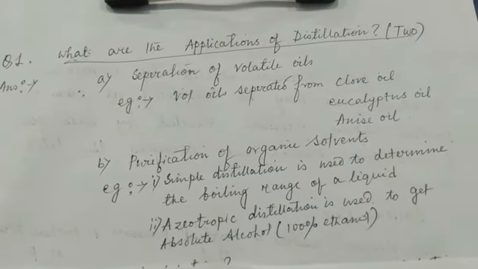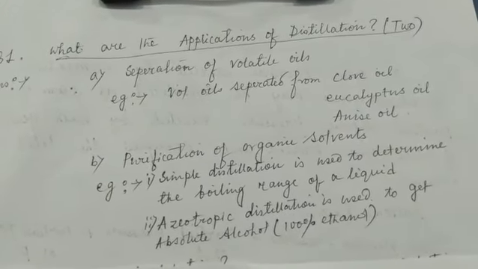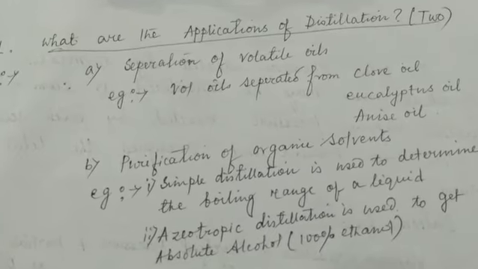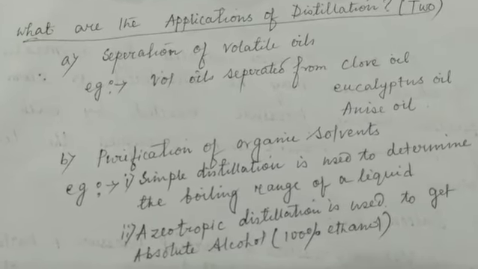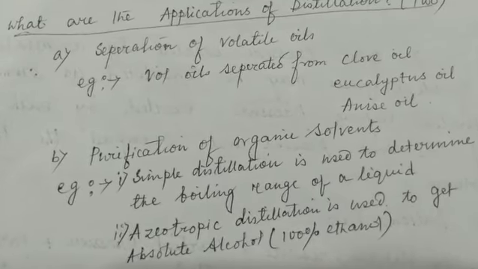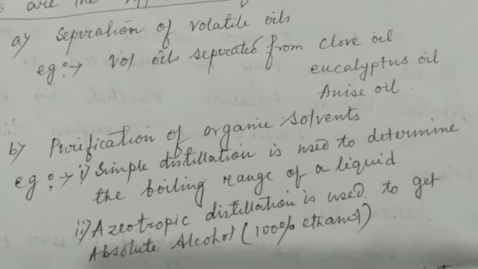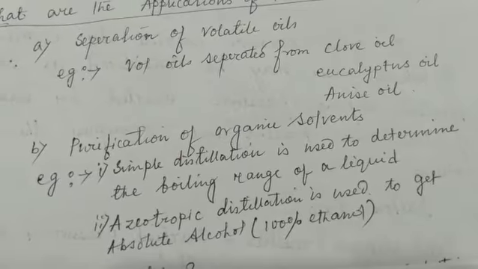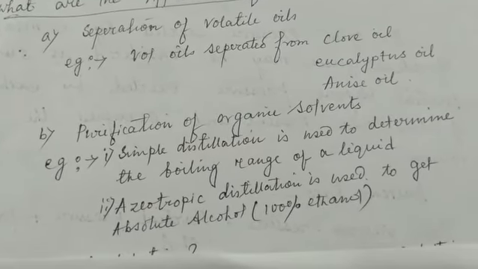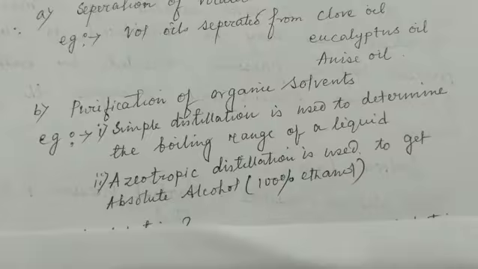Question from distillation: what are the applications of distillation? Number one is separation of volatile oil. Example, volatile oil separated from clove oil, eucalyptus oil and anise oil. And B is purification of organic solvents.